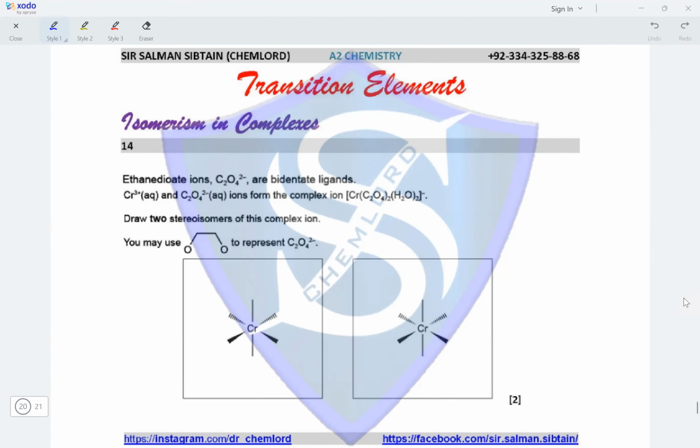Question 14. Ethanedioate ions, C2O4 2-, are bidentate ligands. Cr3+ aqueous and C2O4 2- ions form the complex ion [Cr(C2O4)2(H2O)2]-. So there are two bidentate and two monodentate ligands in this complex. Draw two stereoisomers of this complex. So if there are two monodentate ligands, they can be positioned either next to each other, which would form a cis isomer, or diagonally opposite to each other, forming the trans isomer.